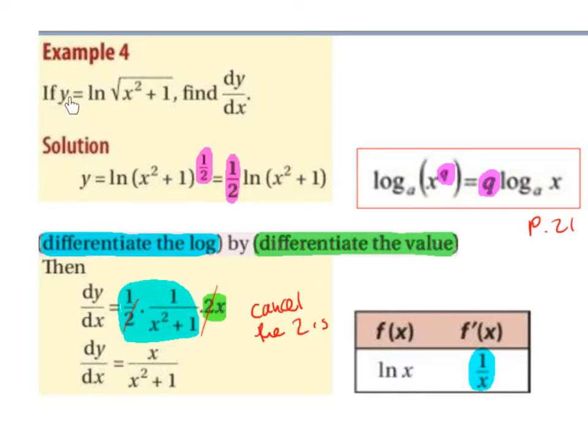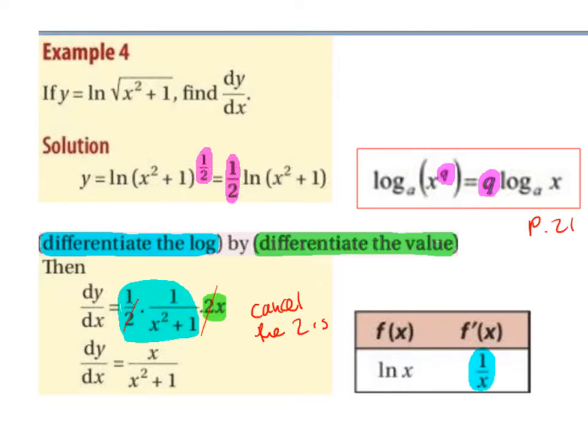If y is equal to the natural log of root x squared plus 1, find dy/dx. So the first thing we want to do is rewrite as y equals the natural log of x squared plus 1 to the power of a half. And then we're going to rewrite again by bringing the half down in front of the log, using this rule from page 21. So we have a half ln, or the natural log, of x squared plus 1. So it basically brought the power down in front, like we brought the q down in front, we brought the half down in front. So this is from page 21. So now we have a half natural log of x squared plus 1.